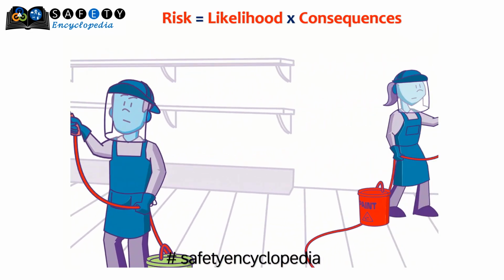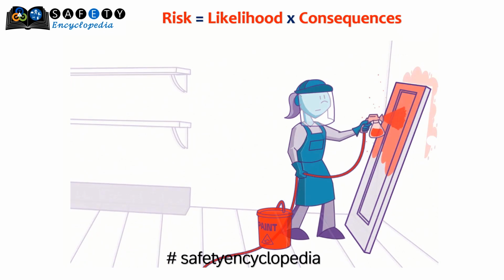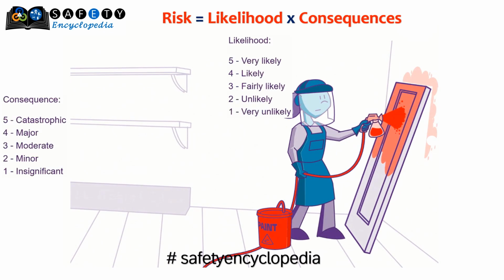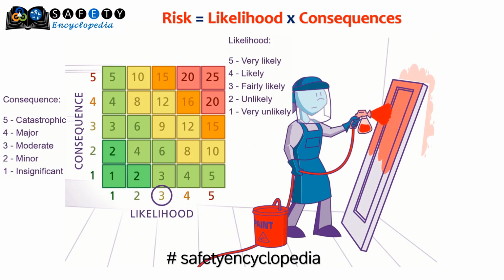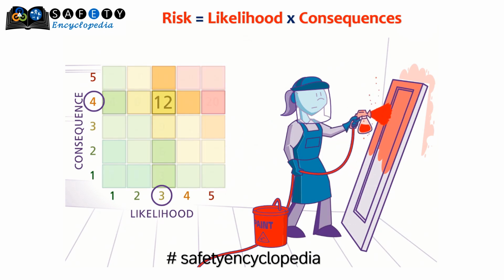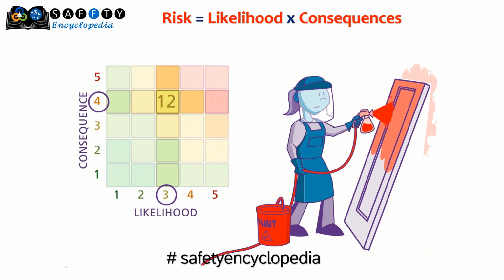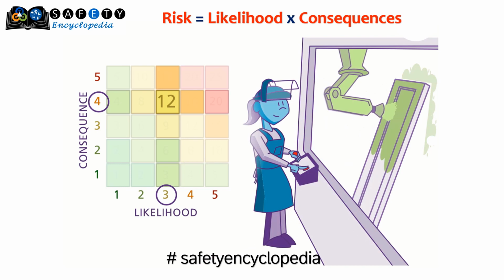The third area of concern is with the second paint sprayer. Like the first paint sprayer, the likelihood of the paint sprayer being exposed to a harmful substance contained in the paint is 3, and the consequence of this exposure is 4, giving a risk rating of 12.